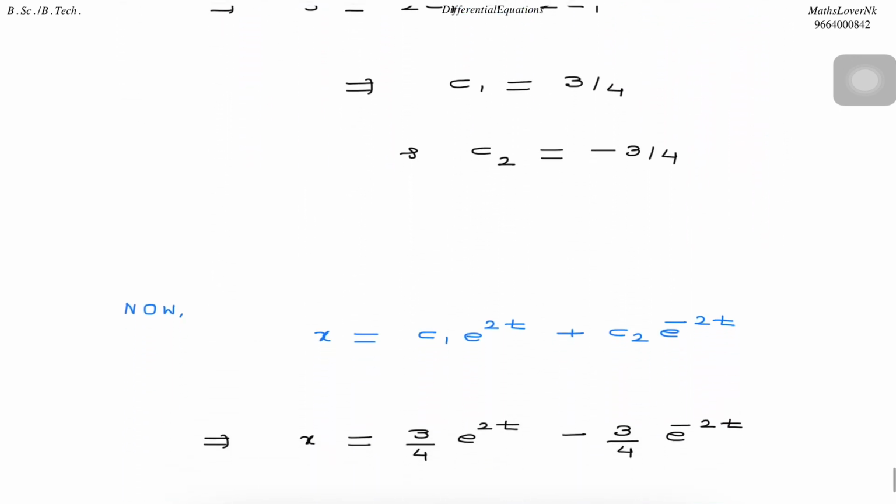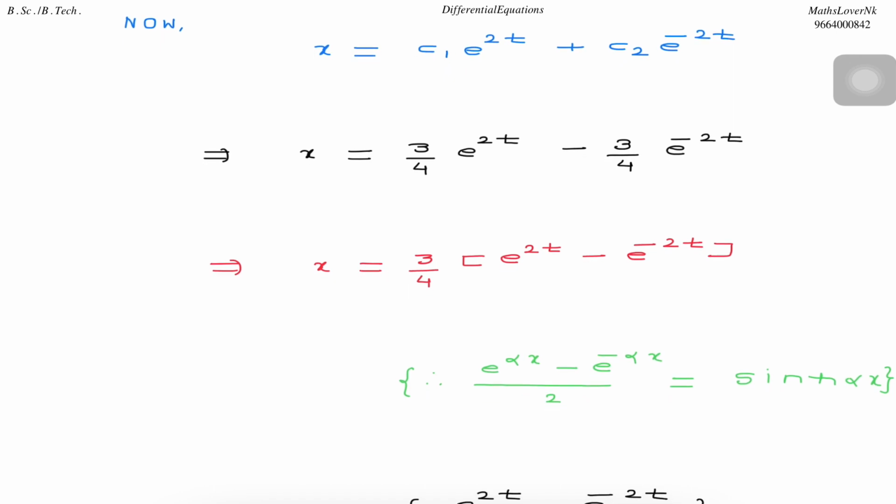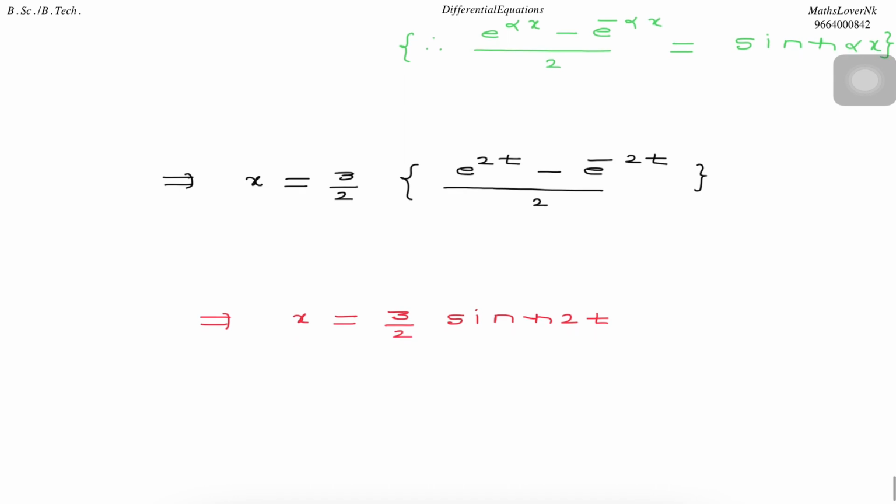Then we use the hyperbolic function, e the power mx minus e the power minus mx upon 2 gives sine hyperbolic mx, and e the power mx plus e the power minus mx upon 2 gives cos hyperbolic mx. So x is equal to 3 by 2 into e the power 2t minus e the power minus 2t upon 2. Then x is equal to 3 by 2 sine hyperbolic 2t. It's the solution. We finish the lecture.